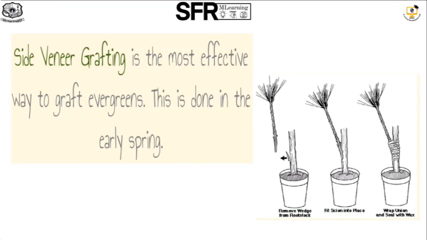And the next type is side veneer grafting. It is the most effective way to graft evergreens. This is done in the early spring. This type of grafting also involves the stalk and scion parts of different plants.